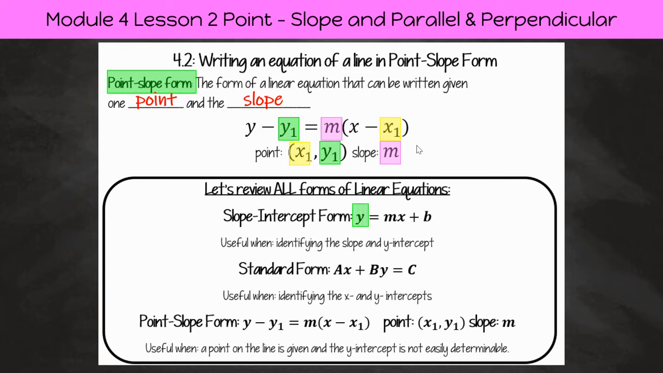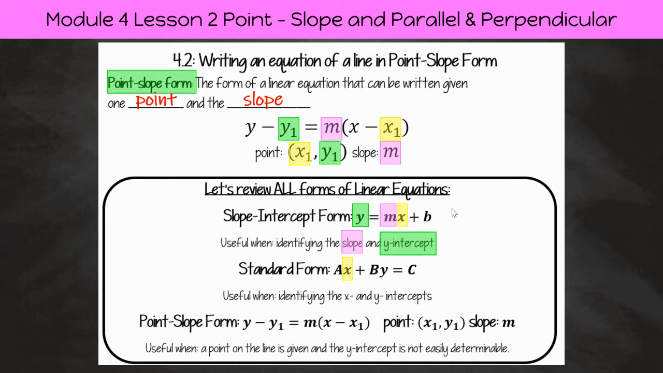So let's review all the forms that we have. We have slope-intercept form, which is in the form of y equals mx plus b. And this is useful when we're identifying the slope and the y-intercept of a function. So we use this form most often, especially when we're writing equations from a graph or from a word problem, because a lot of times we're given the initial value and then we're given the slope or the rate of change in a word problem.